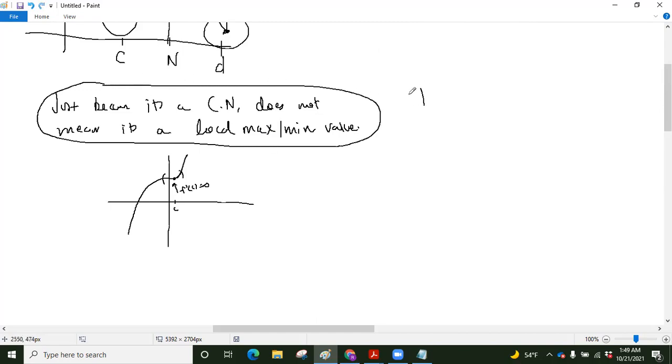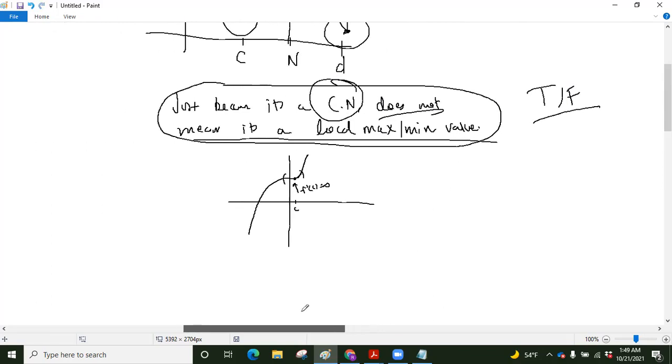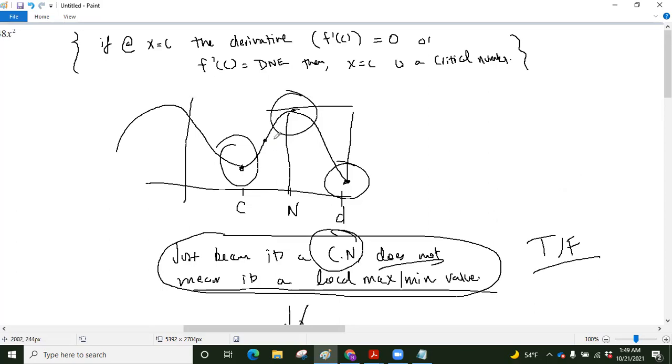And that could be an interesting true or false. Just because it's a critical number, does this mean that it's a local maximum or a local minimum? And the answer is no. We could have a graph doing something like this, where the derivative was 0 for a second, so the derivative here is in fact 0 and this point is a critical number. But note that just because it's a critical number does not mean it's a maximum or minimum. It's neither a local minimum nor a local maximum.